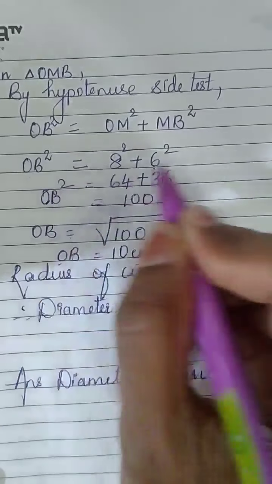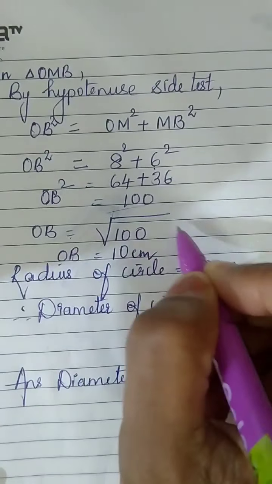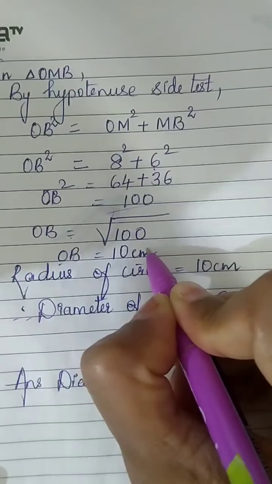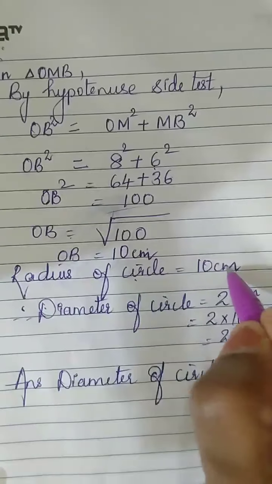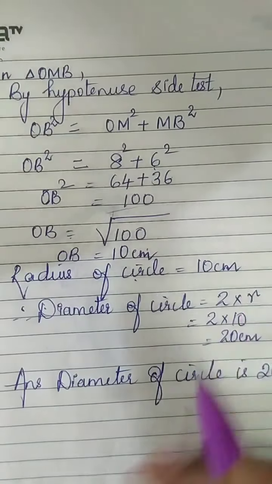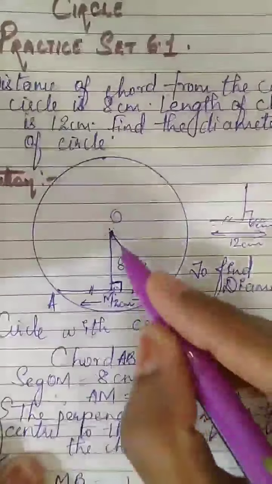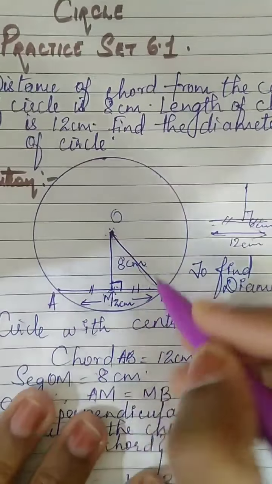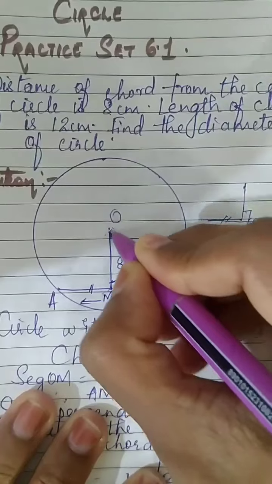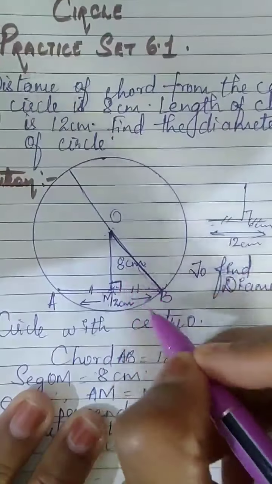OB will be, square goes to the opposite side, square root of 100. OB will be 10 centimeter. Radius of circle will be 10 centimeter. Why? Because OB is nothing but the radius. OB is radius. So this radius, if you double it, that will become the diameter.